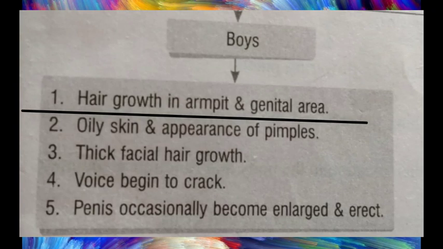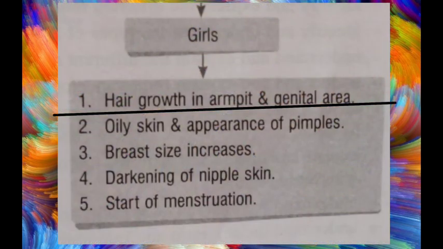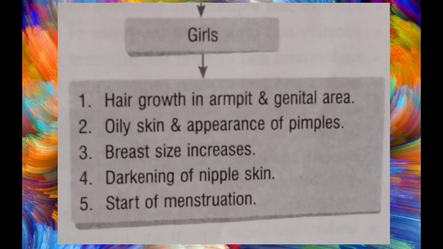First of all, this is the growth in the armpit. That means the growth of hair in the armpit and the genital area is very important. This is about the male, and similarly the same situation is happening in the female also. What is the second character? Second character is oily skin, isn't it? That is called oily skin, and appearance of pimples takes place. Similarly in a female also, oily skin and pimples are produced on the facial area.